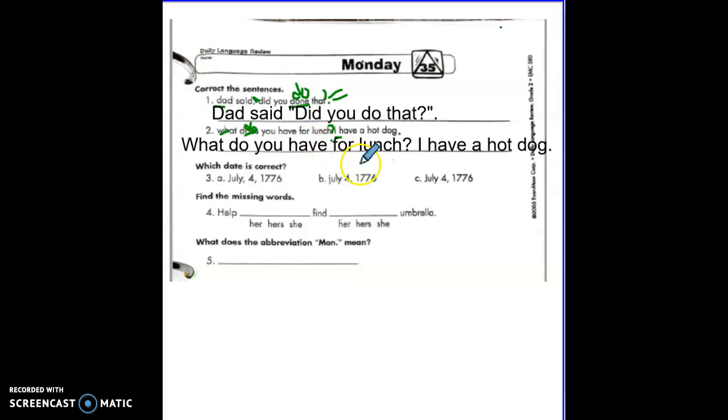What is the correct date? So we have July 4, 1776, with a capital J for July. Is this the answer?